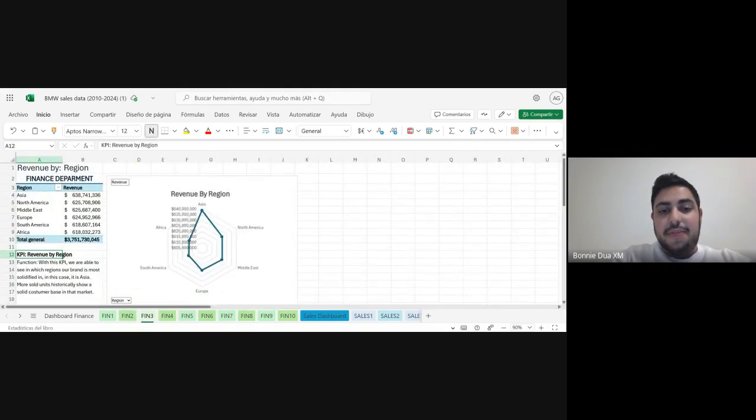On this one, the finance department, for the revenue by region, is with the KPI. We're able to see in which regions our brand is more solidified. In this case, it is Asia. More sold units historically show a solid customer base in the market. Next.